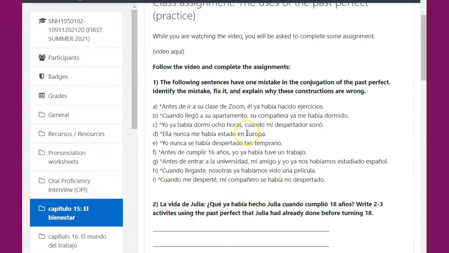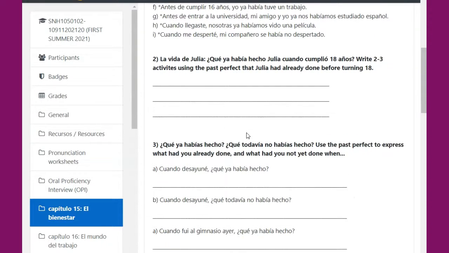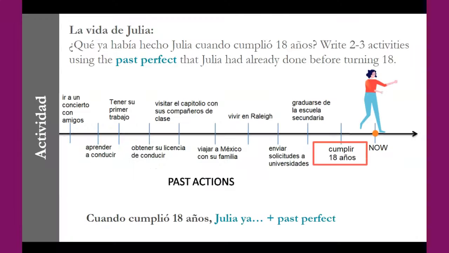And if you go to your assignment here, this is number 2. ¿Qué ya había hecho Julia cuando cumplió 18 años? When she turned 18, what had she already done? What had Julia already done? Use the past perfect.